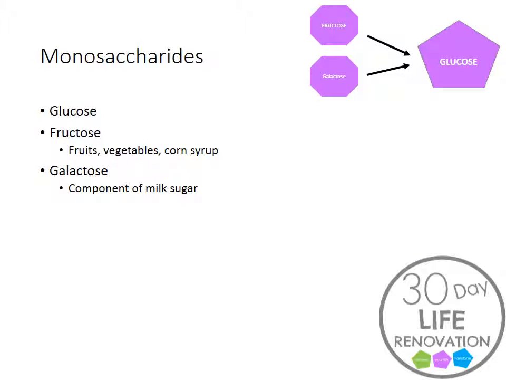So monosaccharides, there are 3 of them: glucose, fructose, and galactose. Glucose is the basic simple sugar that's used by the body in a lot of different metabolic processes in the body. Fructose is a simple sugar that's found in food, and it's converted into glucose in the body. And galactose is a component of milk sugar, which is also converted into glucose in the body.